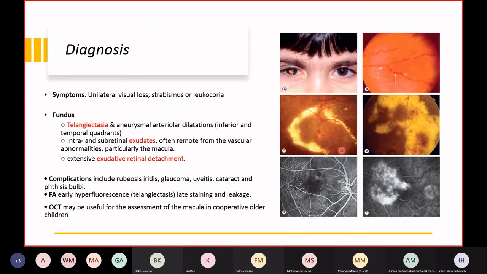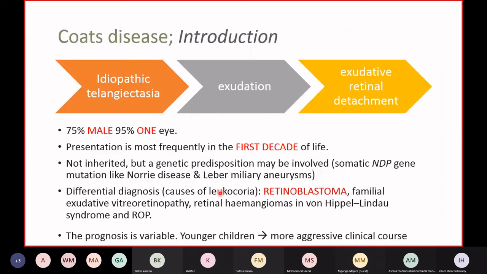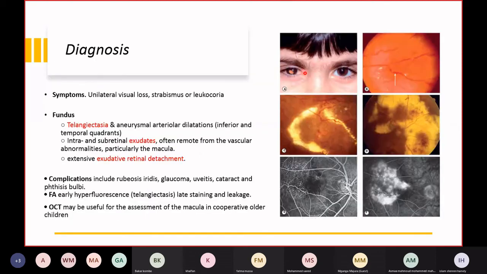So let's see here, for example, it's not inherited, so it doesn't have a genetic background. And the patient will present with what we call xanthocoria rather than leukocoria. This is one important differential from retinoblastoma. Retinoblastoma usually has leukocoria. Here it's yellowish in color. It's called xanthocoria.